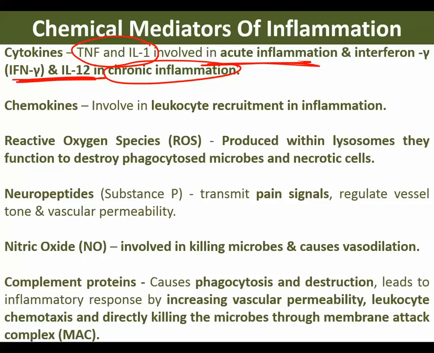Remember, the macrophage takes up a mycobacterium, releases IL-12, and activates the T lymphocyte. The T lymphocyte releases interferon gamma. Interferon gamma goes to the blood.